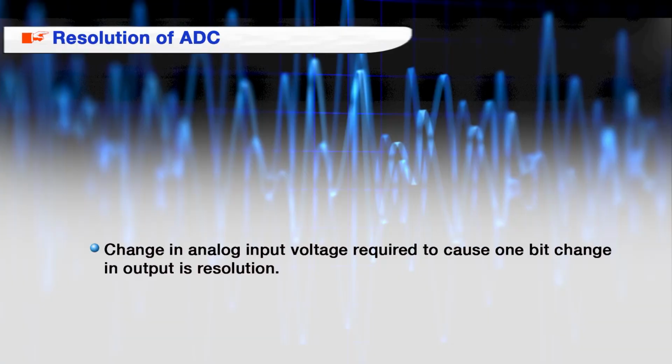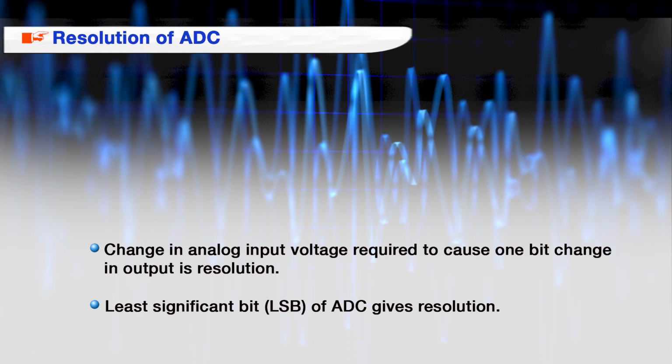Let us talk about resolution of ADC. In DAC, step height was a measure of resolution. Now, in ADC, change in analog input voltage required to cause 1 bit change in digital output is resolution. In ADC, digital output changes in steps. So, to change digital output by one step, minimum change that should be done in input is resolution. So, least significant bit LSB of ADC gives resolution, which you can understand in the coming slide.